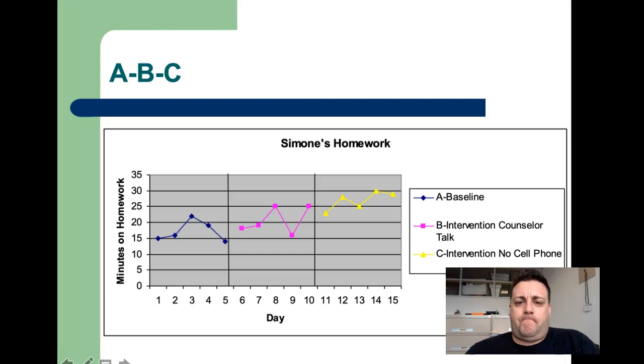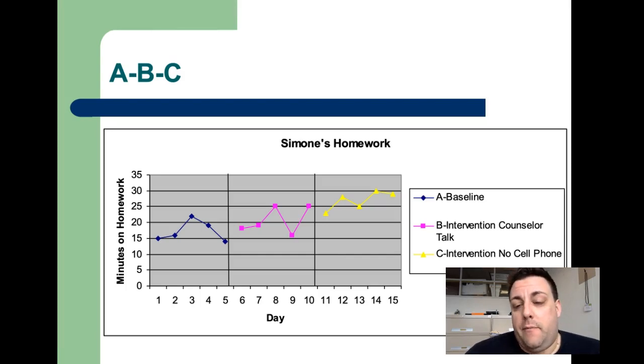So here in this graph, a callback to last week with our fictitious person Simone, we see the amount of time that she spends on her homework each day. Along the horizontal axis, we have 15 days of an intervention. We've got 2 vertical lines, one at day 5, a second at day 10. The left-hand-most third of the graph denotes the A phase, a time when there's no intervention. It's the baseline.